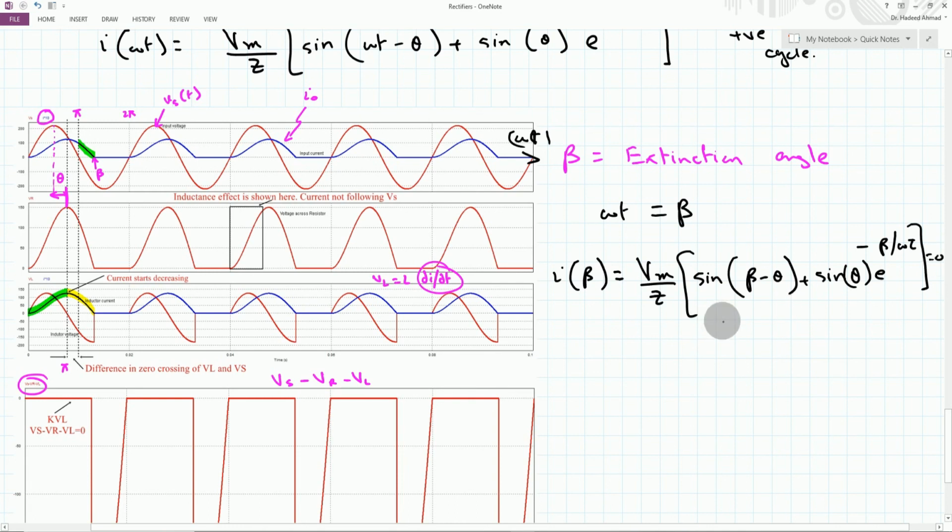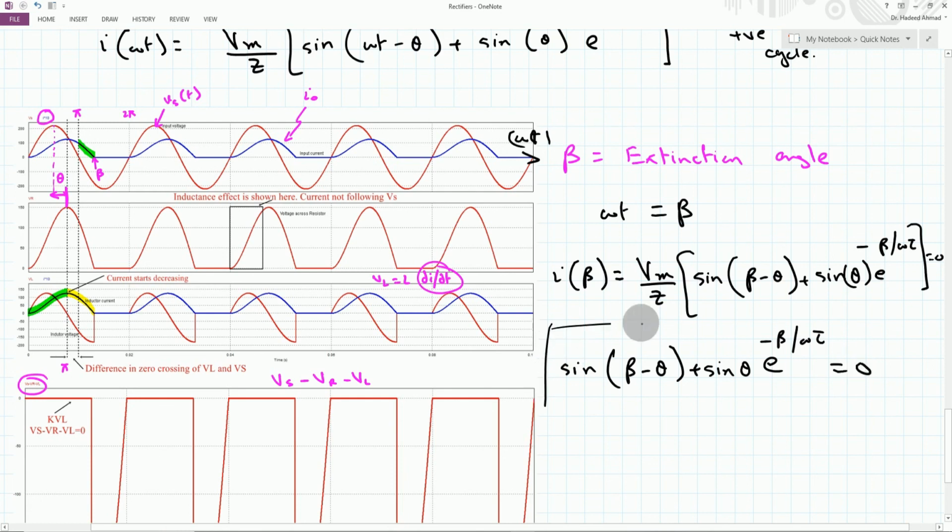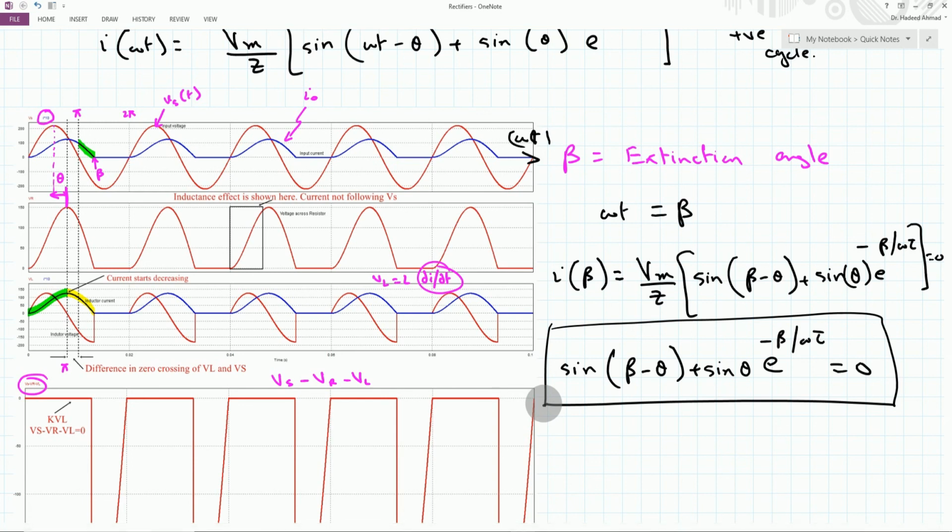So with a little bit of mathematical manipulation, sine(β minus θ) plus sine θ e raised to the power minus β over ω τ is equal to 0. Then this particular equation gives me the value of beta for a given circuit. But if you see here, this is not an equation which can be solved without using any numerical analysis tool.